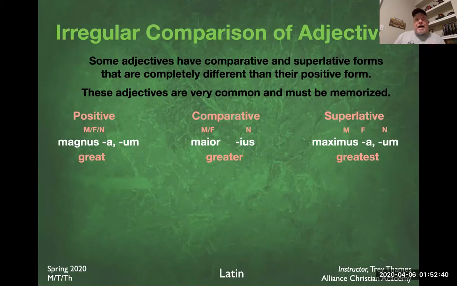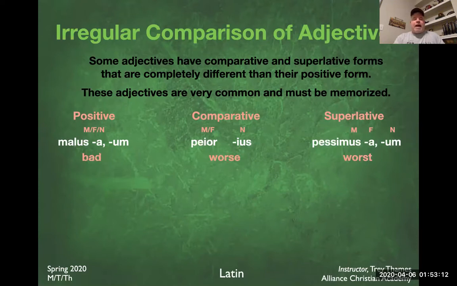oftentimes an I in Latin, especially if it's in the middle of 2 vowels, is actually a consonant. Think like a J sound, or we don't have a J sound in Latin, but it would transfer in English to a J. So it's actually the word major, right? Greater. And then maximus, a, um means greatest. So those 3 are the positive, comparative, and superlative forms for great.